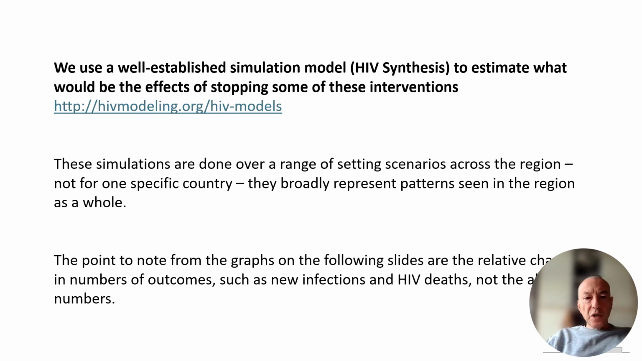So we have used a well-established simulation model called HIV synthesis to estimate what would be the effects of stopping some of these interventions, and you can see more details on that link. These simulations are done over a range of setting scenarios across the region, not for one specific country. They broadly represent patterns seen in the region as a whole. The point to note from the graphs on the following slides are the relative changes in numbers of outcomes, such as new infections and deaths, not the absolute numbers.